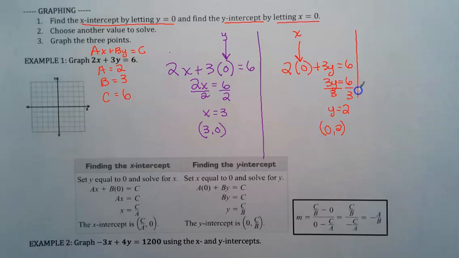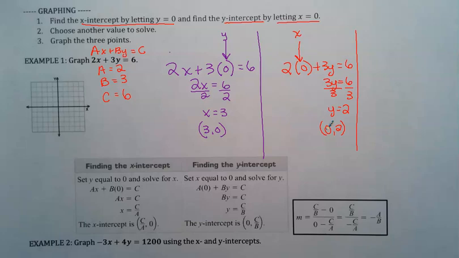And we need one more. We can pick our own point wherever we want. So we had 3, 0 and 0, 2. Maybe you just want to pick 1. Or if you're going to have to add them to 6, maybe you want a number that's going to go into 6. It really does not matter.